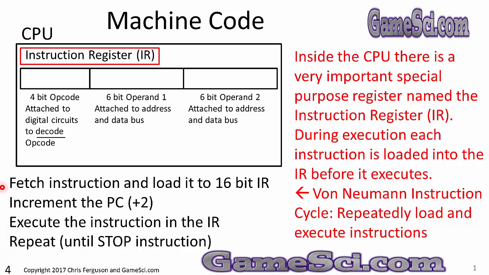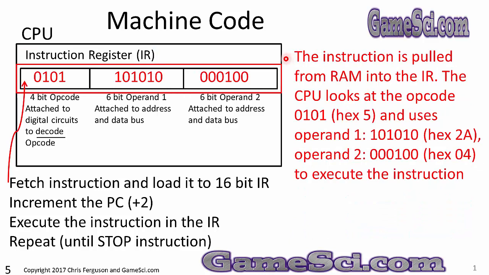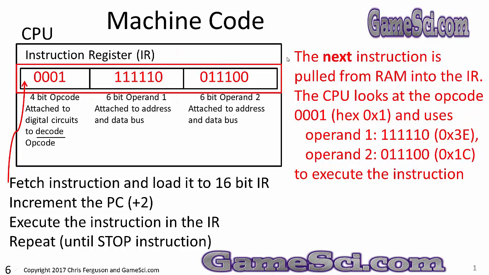The von Neumann Instruction Cycle is a loop. You keep repeating it until the stop command is executed. The instruction is pulled or fetched from RAM into the IR. The CPU looks at the opcode, 0101, which is hex 5, and uses the operand, 101010, which is hex 2A, and operand 2, 000100, which is hex 4, to execute the instruction. We're doing the first step in the von Neumann instruction cycle. Pull an instruction or fetch an instruction into the IR.